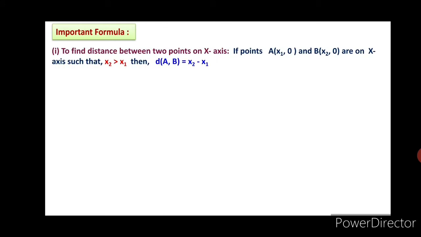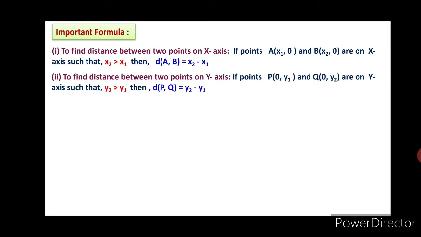So first, to find the distance between two points on the x-axis: if points A(x1, 0) and B(x2, 0) are on the x-axis such that x2 is greater than x1, then the distance AB is x2 minus x1. To find the distance between two points on the y-axis: if the points P(0, y1) and Q(0, y2) are on the y-axis such that y2 is greater than y1, then the distance PQ is y2 minus y1.